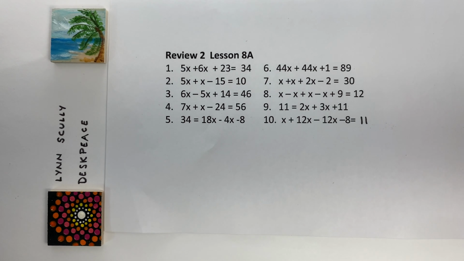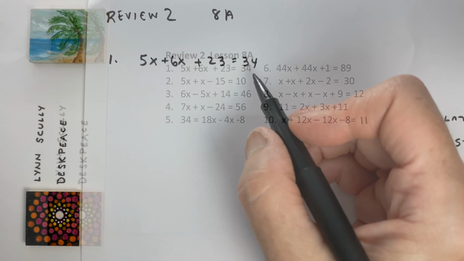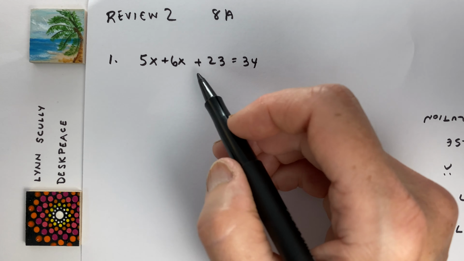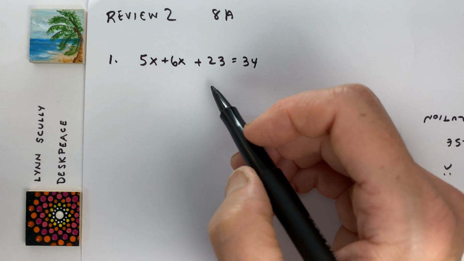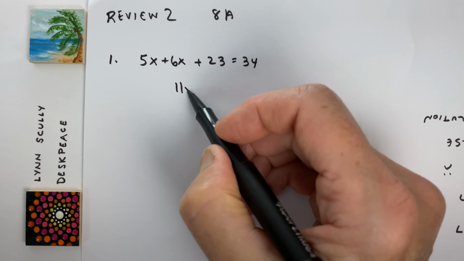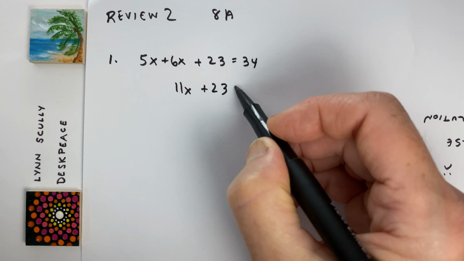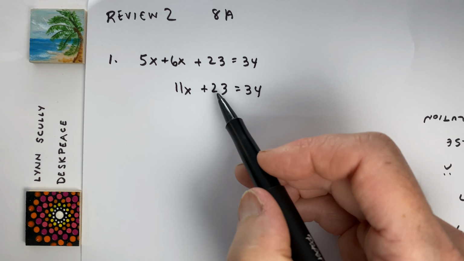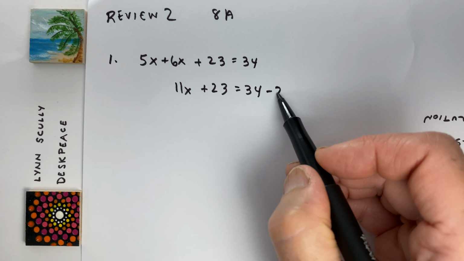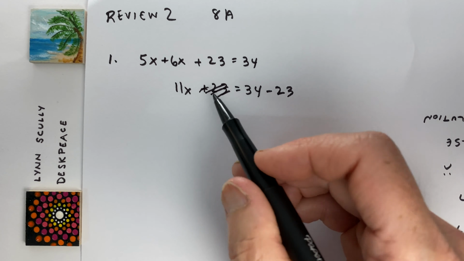Review 2, Lesson 8A. Take a screenshot and follow along with me. Number 1, 5x plus 6x plus 23 equals 34. 5 plus 6 is 11 x's plus 23 equals 34. This 23 is attached by addition. Move it by subtraction to the other side of the equal sign.